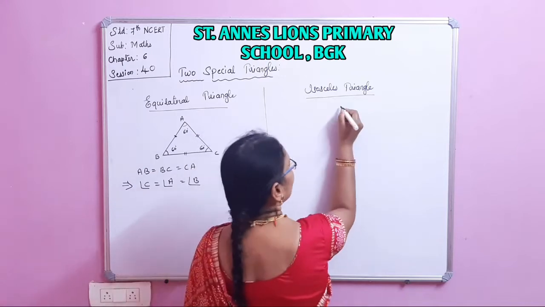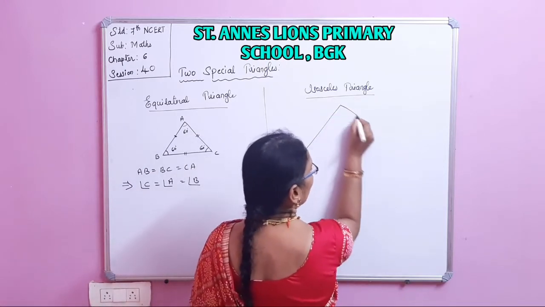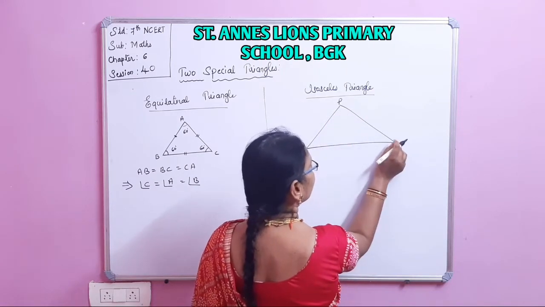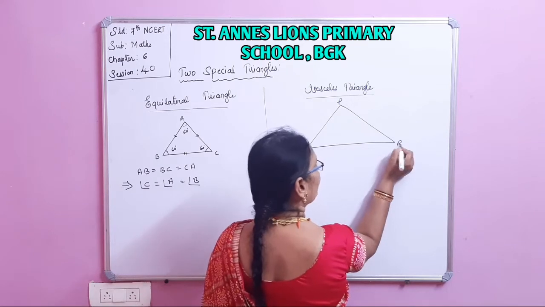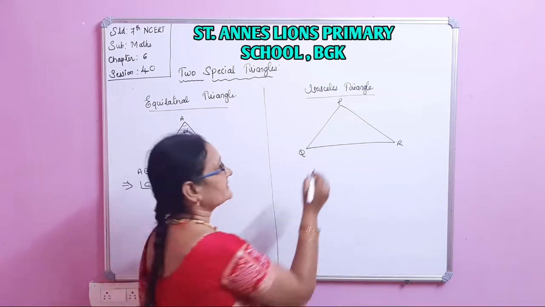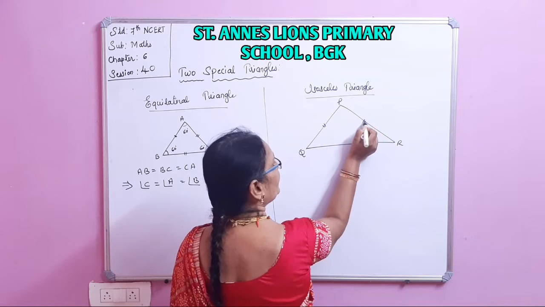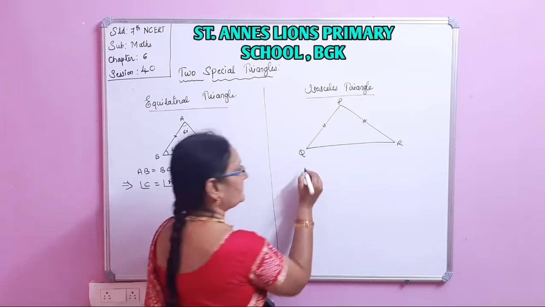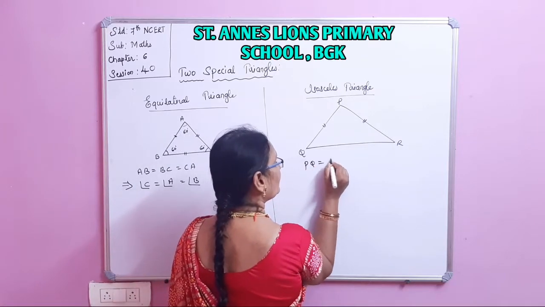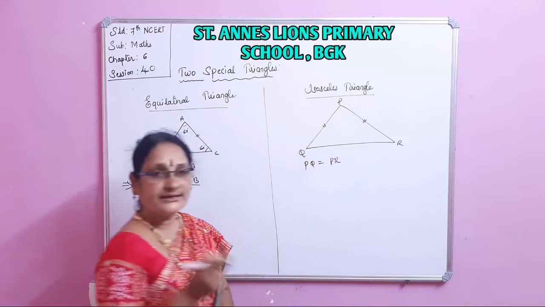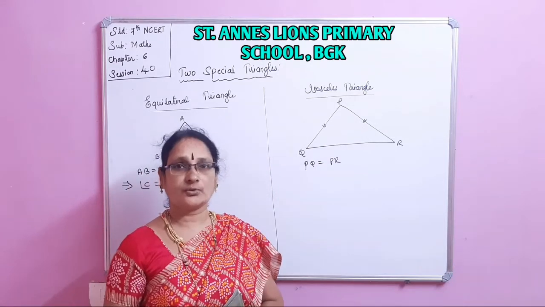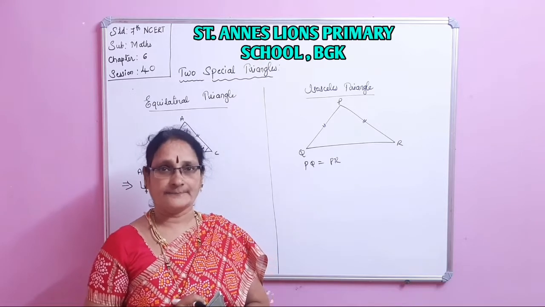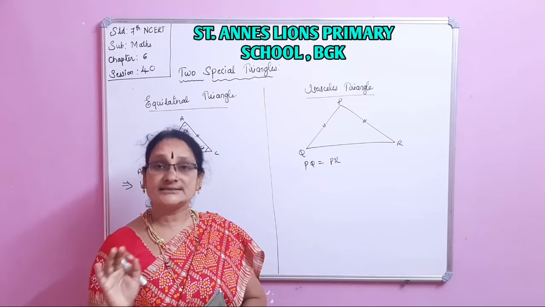Now the isosceles triangle. The second speciality is isosceles. What is this isosceles here? In a triangle, now this triangle is PQR, two sides are equal. See here, PQ is equal to PR. We are showing only these two. That means PQ is equal to PR. Two sides are equal. In a triangle, if two sides are equal to each other, then that triangle is said to be an isosceles triangle.